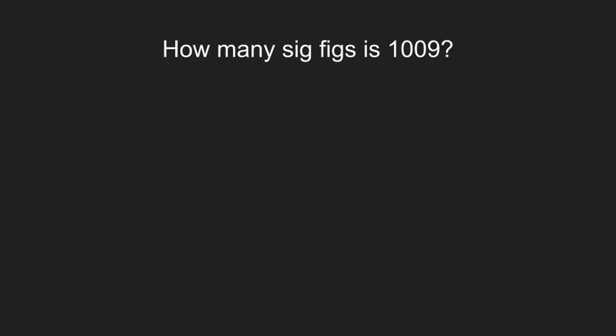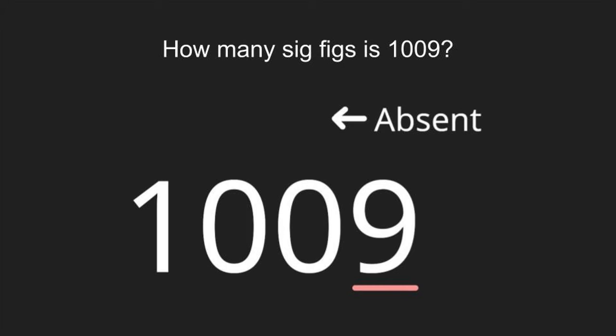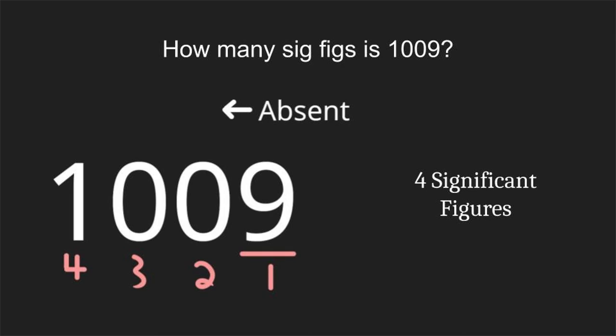For our next example, how many significant figures are there in 1009? So here, there is no decimal point, or it is absent, so we are going to start on the first non-zero number on the right, which here is the 9. And then we're going to count every number to the left of that 9, including it, which the 9 is 1, there's 2 zeros, which makes 3, and then that 1, which makes 4.